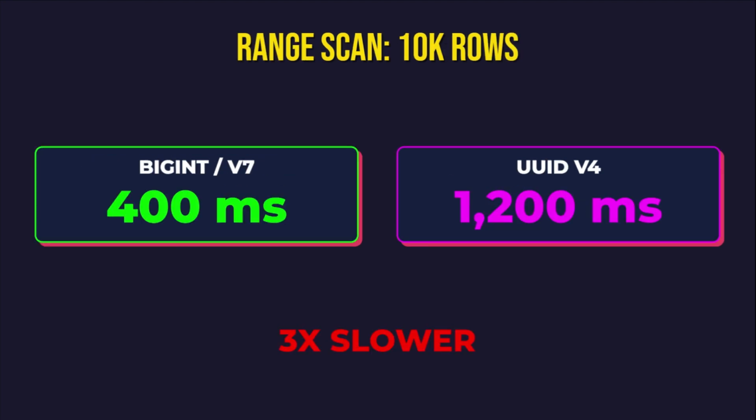The true divergence appeared in range scans. A query retrieving 10,000 sequential records based on the primary key took 400 milliseconds using BigInt, but required over 1,200 milliseconds using UUID version 4. UUID version 7 performed similarly to BigInt in range scans, confirming its physical locality benefits.